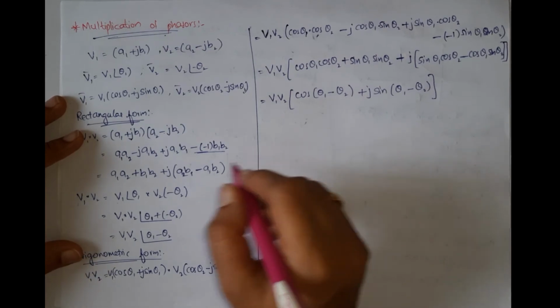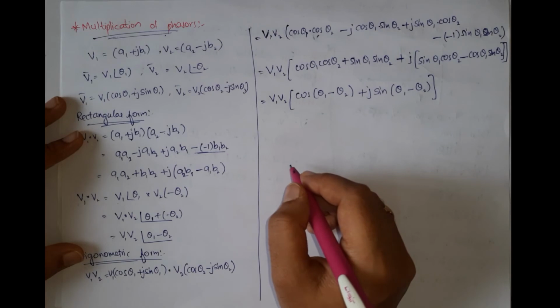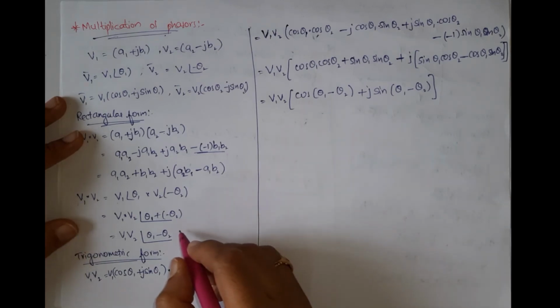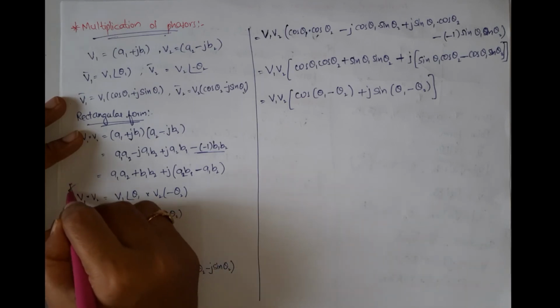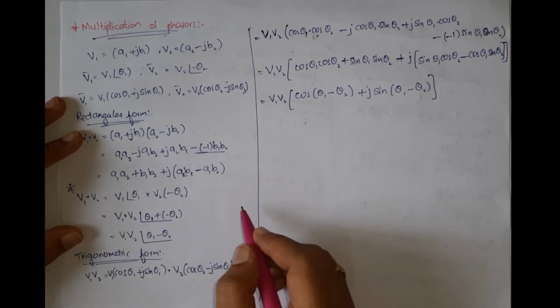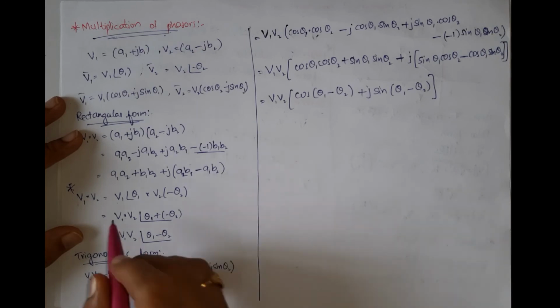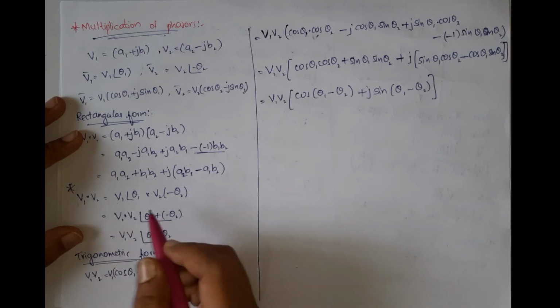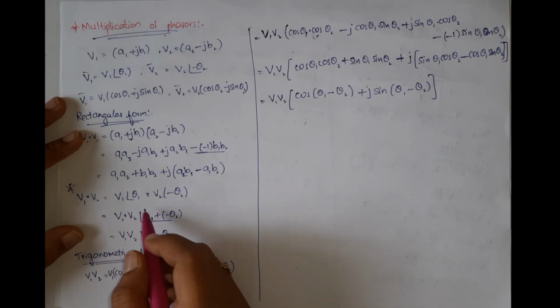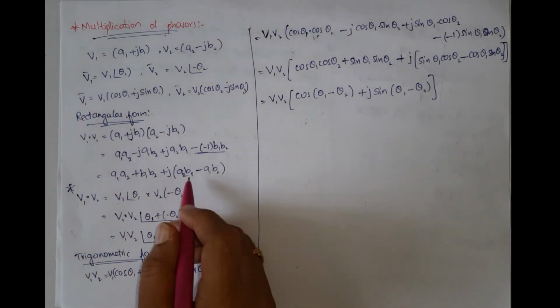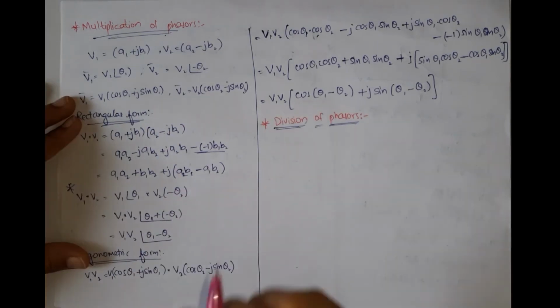So if you observe all the three forms, you can tell that calculation or multiplication of phasors in polar form becomes easier. So you convert the given vector phasors to polar form and then you multiply. So it becomes easy, right?